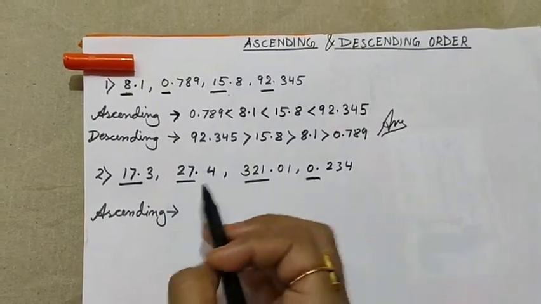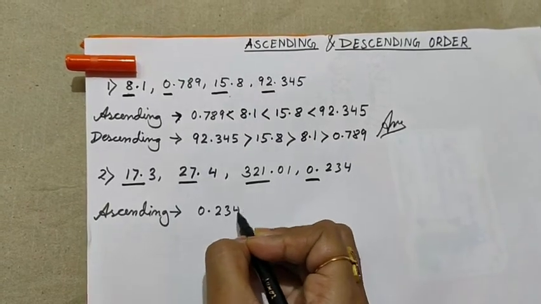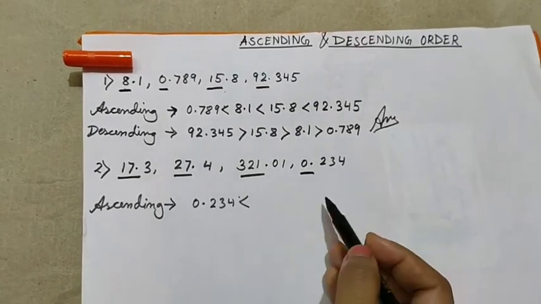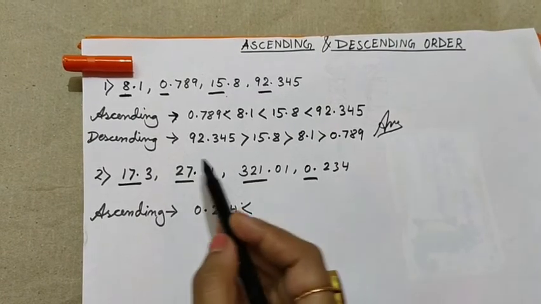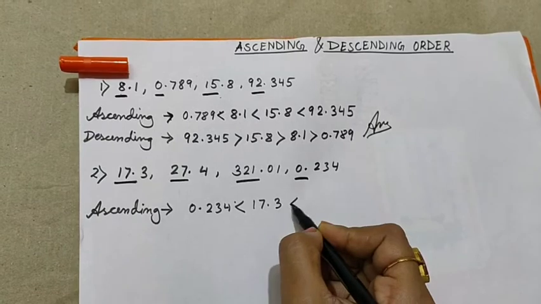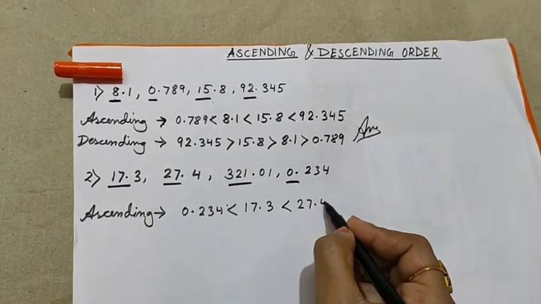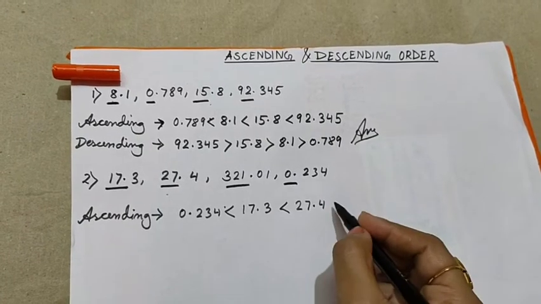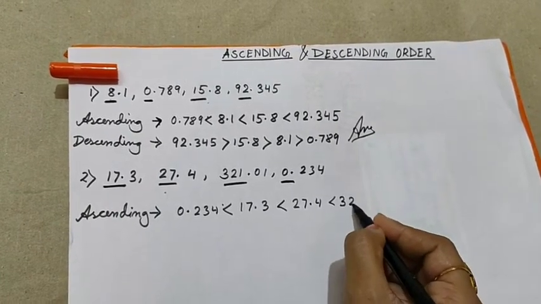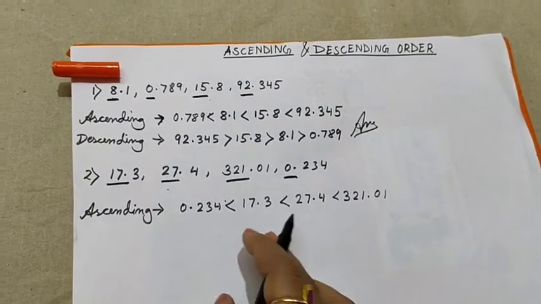Okay, now which is the smallest whole number here? 0. So 0.234 is the smallest. After 0, which is the smaller? 17. So 17.3, after 17 it is 27, so 27.4, and after 27 it is 321.01. So this is our answer in ascending form.